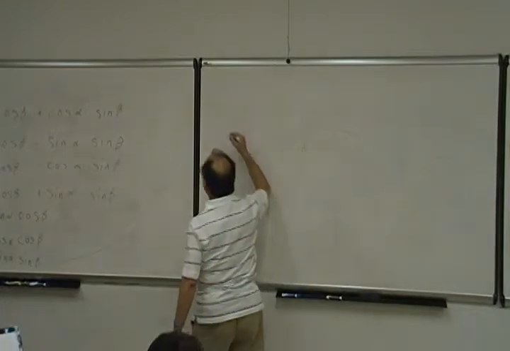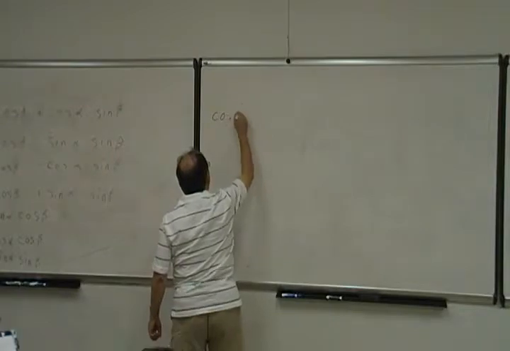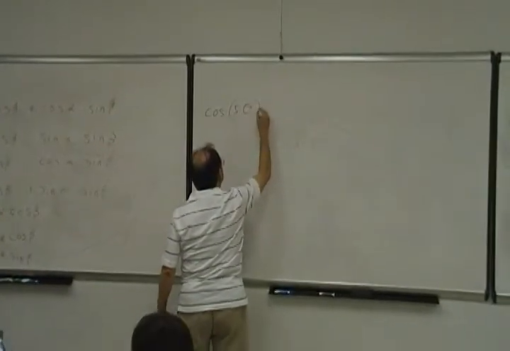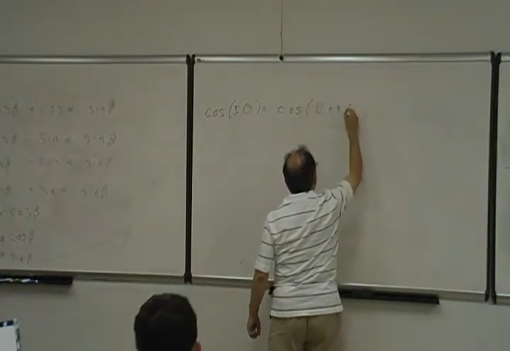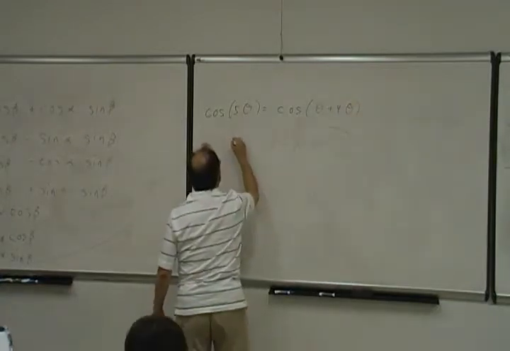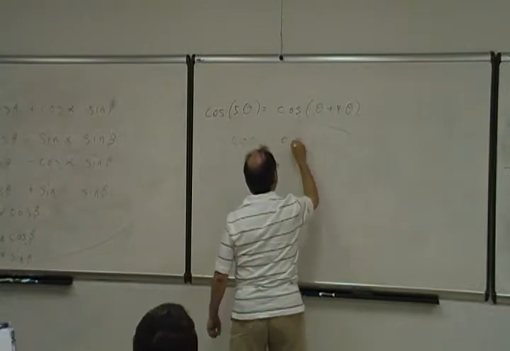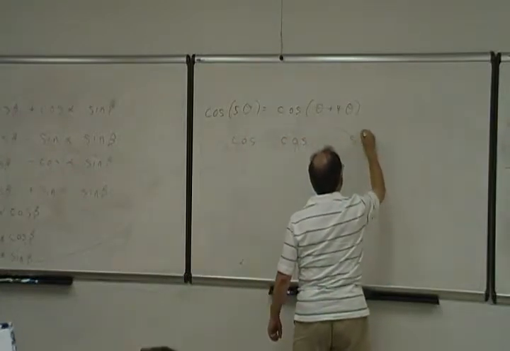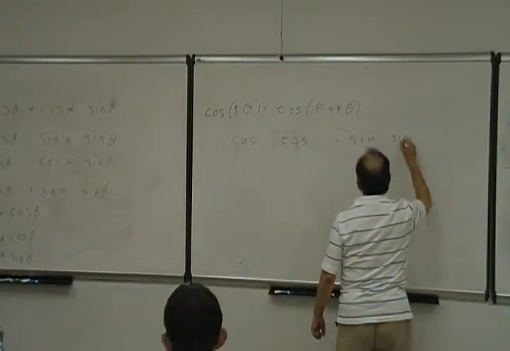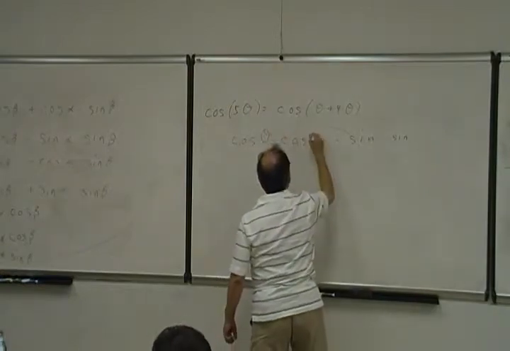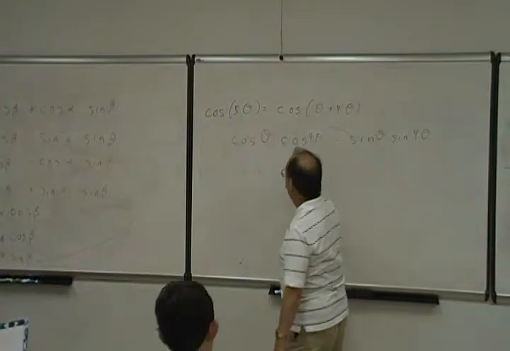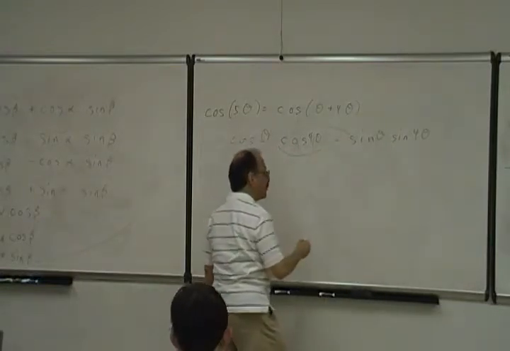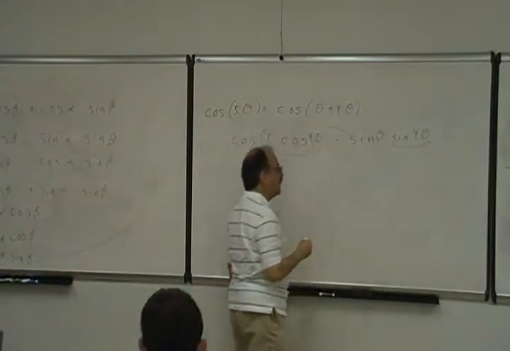Okay. Say cosine of 5 theta is cosine of theta plus 4 theta, which is cosine theta cosine 4 theta minus sine of theta sine of 4 theta. Now you need to figure out cosine of 4 theta and sine of 4 theta.